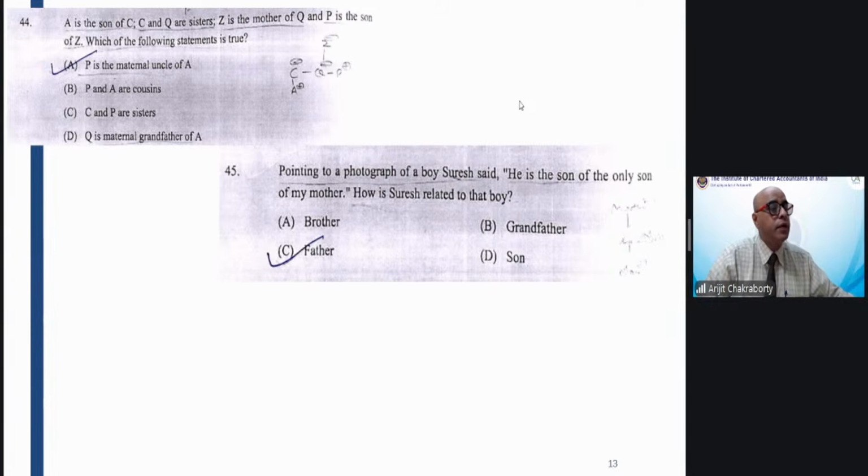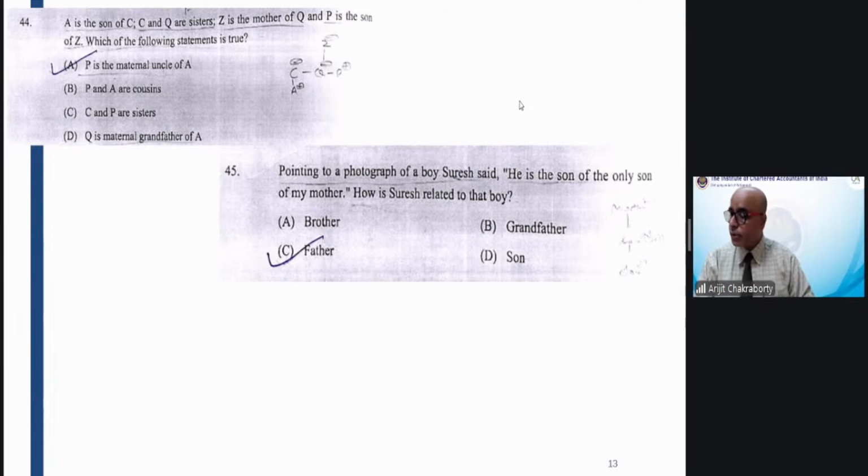But if you see, P is the maternal uncle of A, बिल्कुल सही है क्योंकि if you see A's mother, because we know that C is female, C is A's mother. Mother's brother. P कौन है? P है C का भाई. C कौन है? C है A की माताजी, यानी माताजी's brother, भाई, mummy's brother. It is maternal uncle. So option A is the right answer.